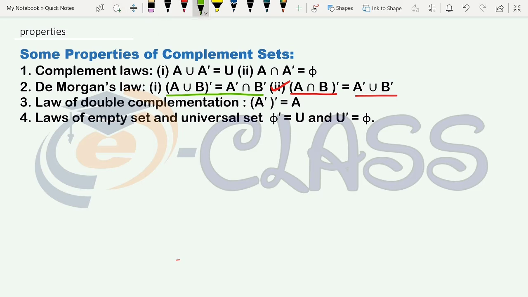Now the complement of phi equals U, and the universal set's complement equals phi.